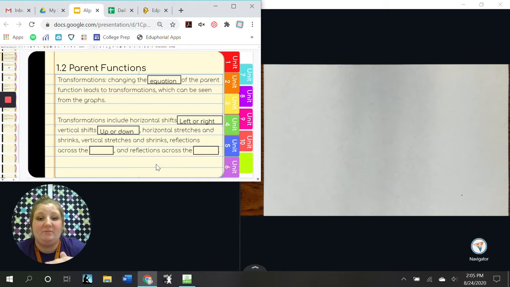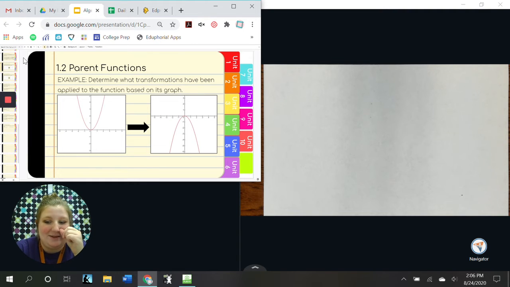So that means our graph is going to move up or down from where it originally was in the parent function. We can have horizontal stretches and shrinks, or vertical stretches and shrinks. We can have reflections across the x-axis and reflections across the y-axis. So those reflections are going to look like a mirror image on the other side of either the x-axis or the y-axis. And then the stretches and shrinks are going to look like our graph is either getting squished or pulled apart. That's the really technical term, squished or pulled apart, for stretches and shrinks.